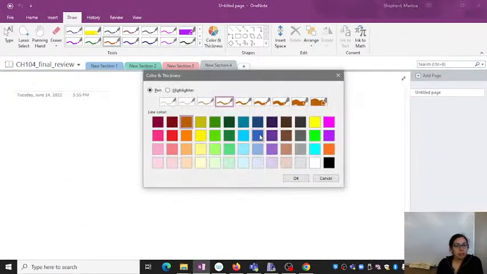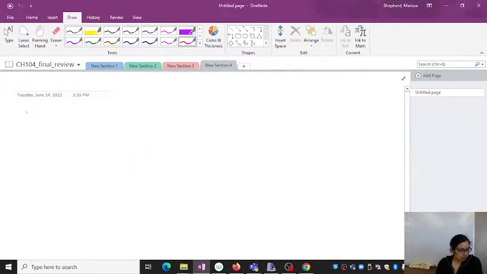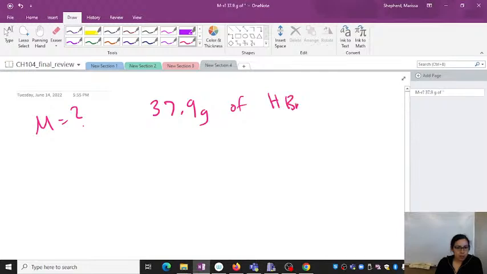All right, so now let's switch to molarity and all that. So what is the molarity if we dissolve 37.9 grams of hydrobromic acid in, we'll do 1,200 milliliters of water?